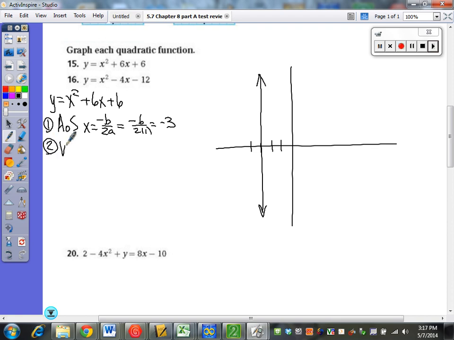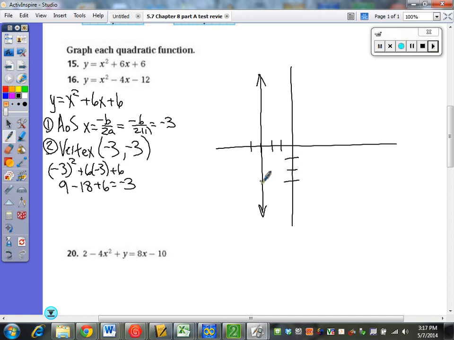So now we're going to find the vertex. Okay? When I plug -3 into the function, what do we get back for y? So we have -3 squared plus 6 times -3 plus 6. So we have 9 minus 18 plus 6, which gives me -3. So this is my vertex, -3, -3. Okay? Now, we are going to find my y-intercept. Pretty easy to locate. The last number here is going to be 6. So my y-intercept is going to be all the way up here at 6.